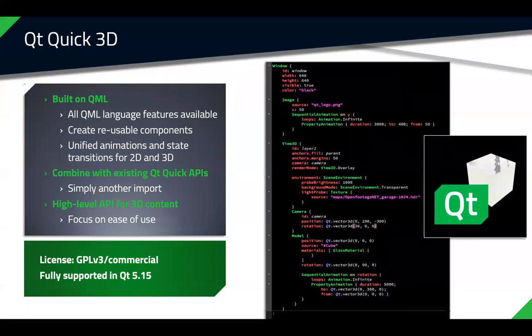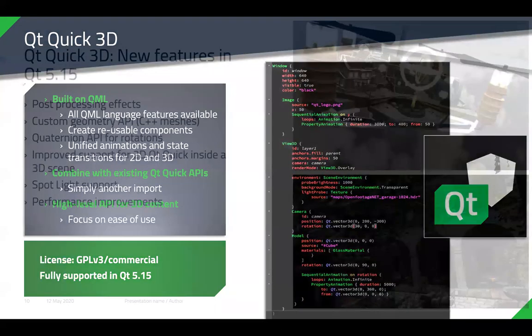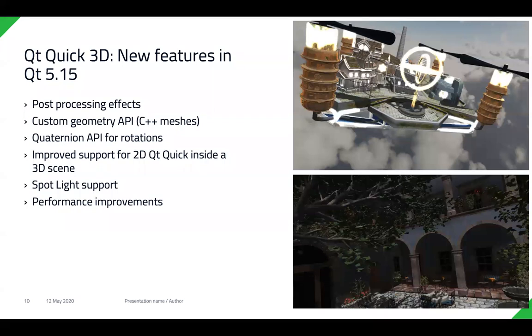License-wise, it's available under GPL v3 for our open source users or under commercial license terms for the commercial customers. Qt Quick 3D was already available as a technology preview in Qt 5.14. Since then, quite a bit has happened. We've added quite a lot of new features in 5.15, things like post-processing effects. We now have an API to do custom geometry from C++. Rotations can now be done using a quaternion API instead of Euler angles.